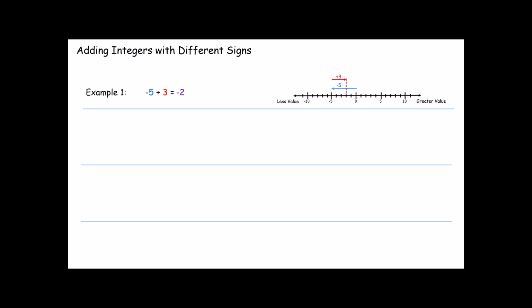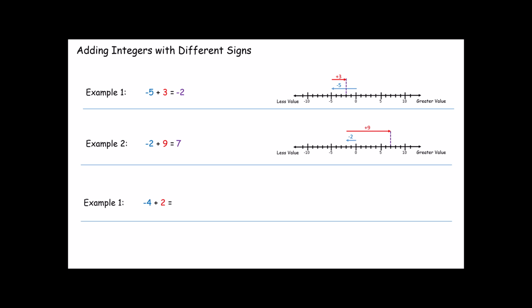Is that what you guessed? Hopefully it made sense to you. We're just combining the two movements. -5, +3, I end up at -2. How about this one? I move 2 in the negative direction, and I move 9 in the other direction, and where do I end up? I end up at 7.